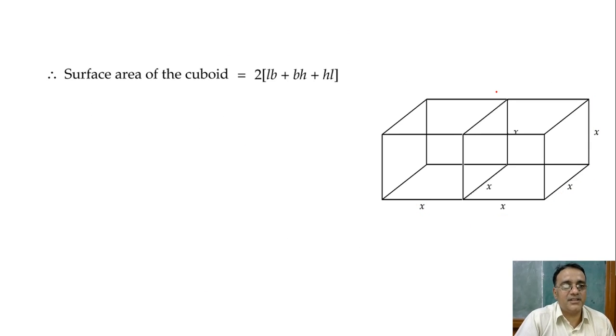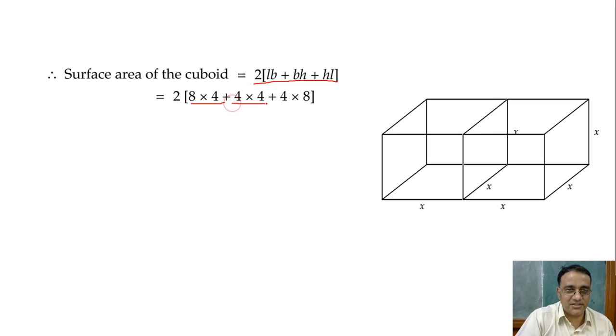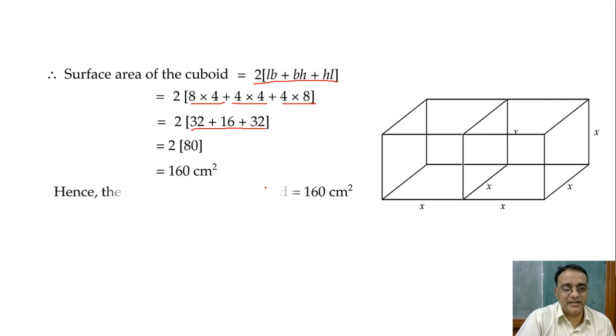Okay. Now what is the formula of surface area of the cuboid? 2 into LB plus BH plus HL. Now we'll substitute all the values. The value of L is 8, the value of B is 4, H is also 4. This will become 32 plus 16 plus 32. So what is the total? 80. Right. 2 into 80, final answer is 160 centimeter square. Any doubt in this first question? No, sir. Okay. So now we'll move towards the second question.